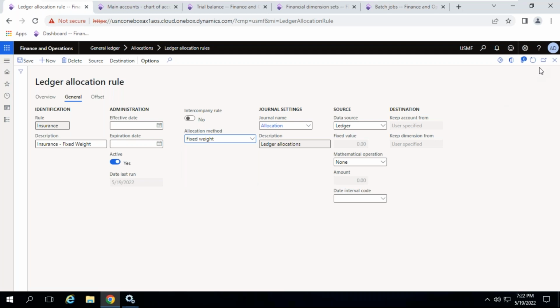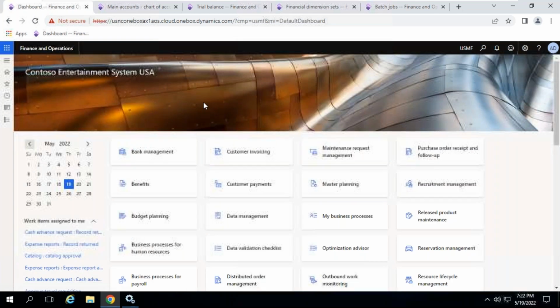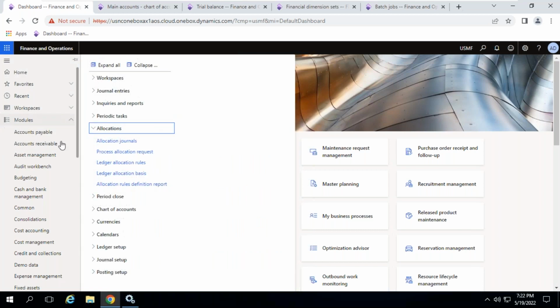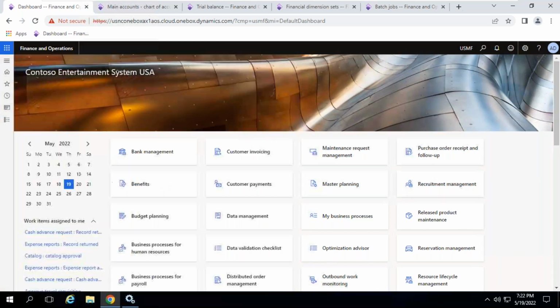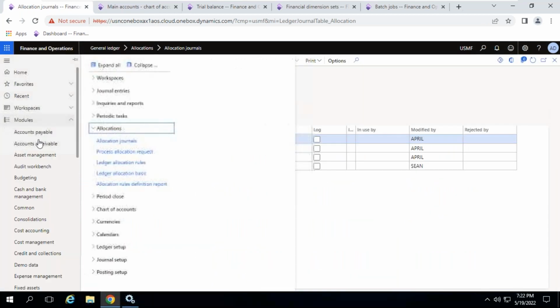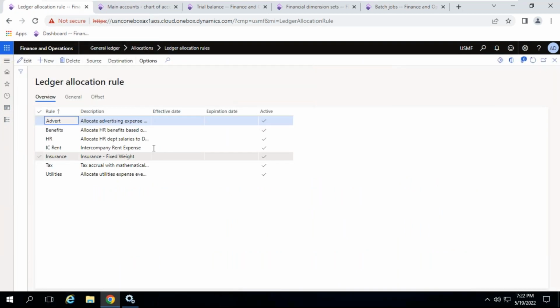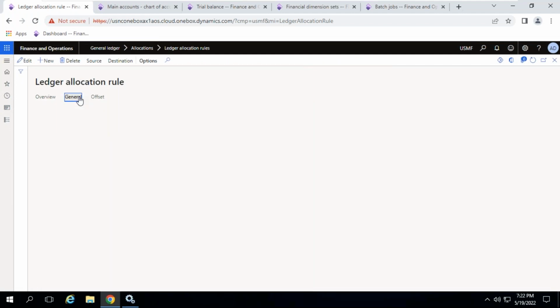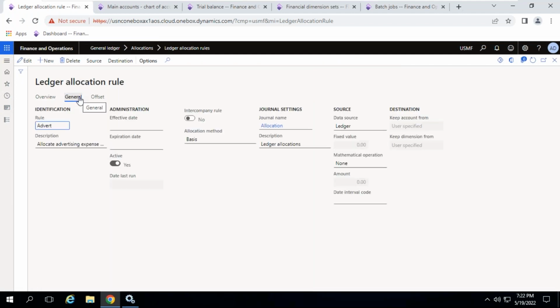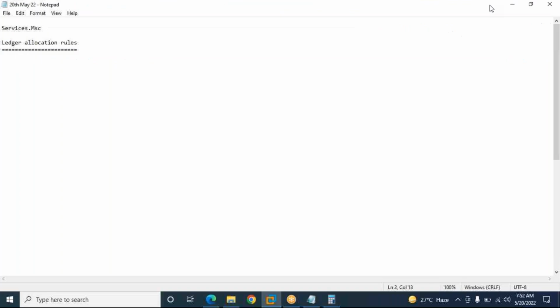I will give you a brief about basis now, but I will explain it in detail on Monday. So here, what does the basis method mean?